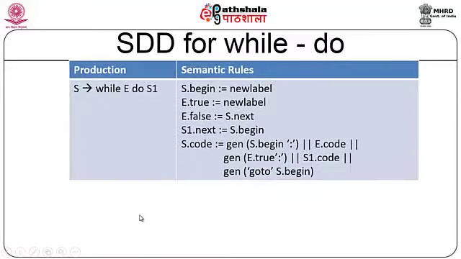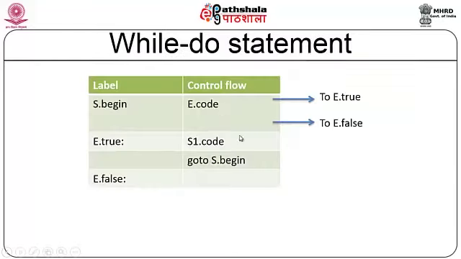Now, this is what is done as a label. So, here S.begin is a new label. You are creating a new label, and E.true is a new label as I already said, and E.false corresponds to S.next. I said E.false is the only exit point of a while-do loop. So, this is what is done, and S1.next is S.begin. This is very interesting, because after you are done evaluating S1, you have to go back to S, which is nothing but the beginning of S.